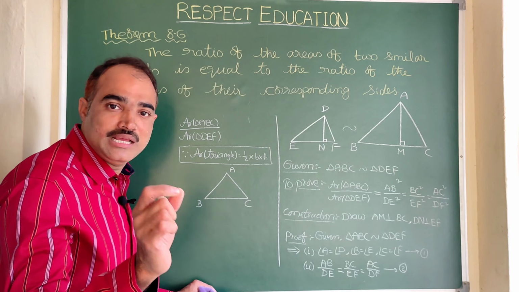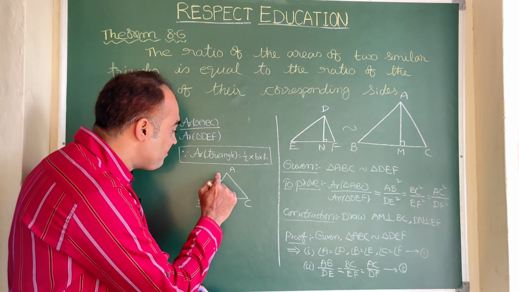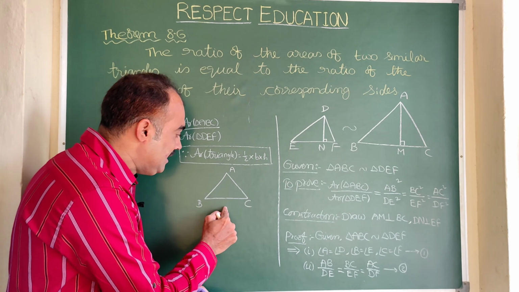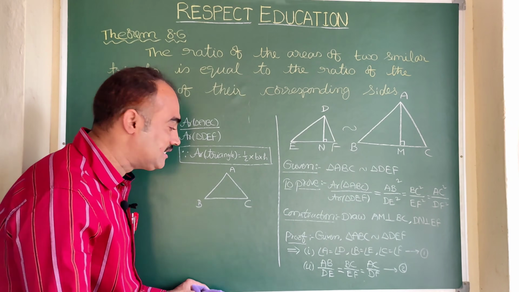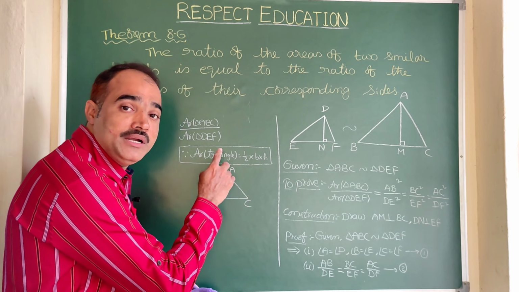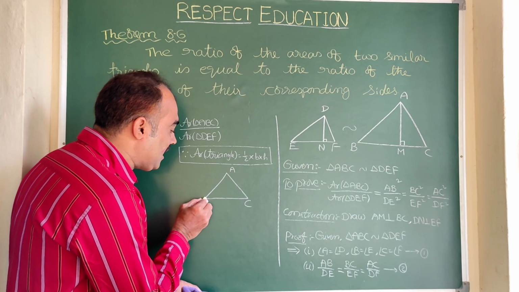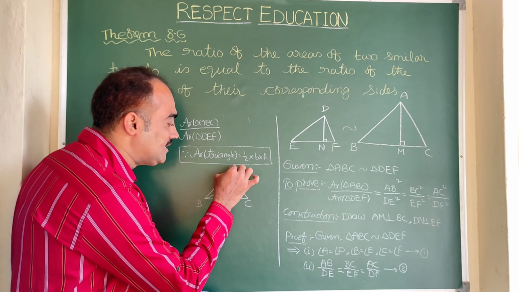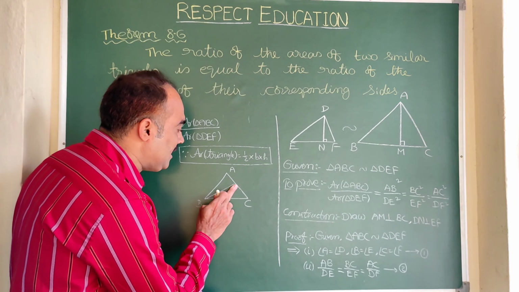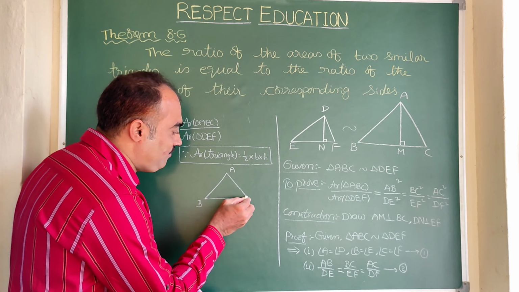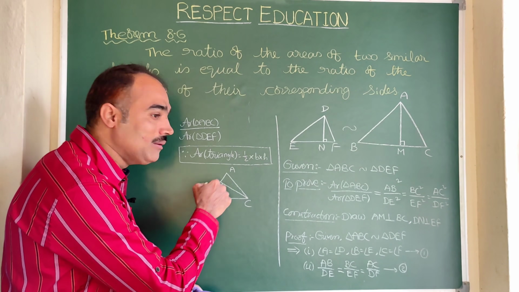Definitely some of the students may think that BC is the base. But remember, children, either AB, BC or CA, any one of them can become the base. The condition is that the side on which the perpendicular is drawn will be the base. That means if I draw a perpendicular from B to the side AC, then AC will be the base. Is it clear? If I draw a perpendicular from C to the side AB, then AB will become the base.